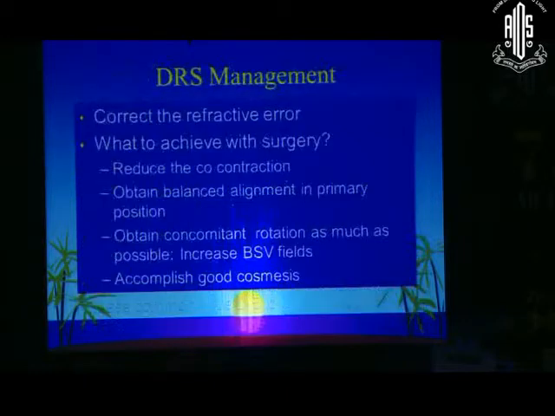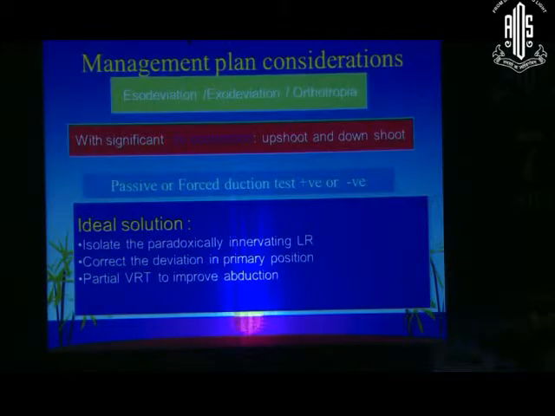These are the statistics, we may not go into the details. How do we manage these cases? The primary objective is to reduce the co-contraction, obtain balanced alignment in primary position, obtain concomitant rotation as much as possible to increase the binocular fields, and at least give him good cosmesis. So the three things which you have to remember: first, what is it in the primary position? An eso, exo or ortho. Secondly, look for any significant co-contraction leading to an upshoot and downshoot. Your case may or may not have that much upshoot and downshoot, and that will be an important feature to distinguish what surgery will do. And thirdly, look for the passive force duction test intraoperatively. Now these are important to decide your approach in surgery.